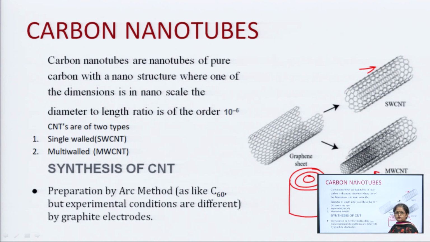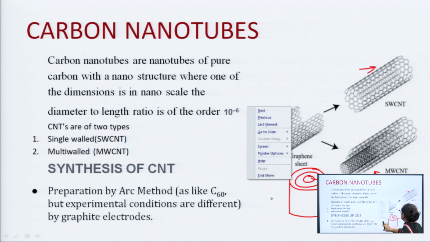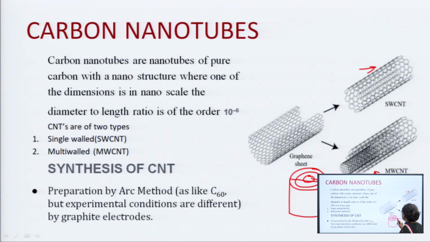Okay, so this is a multi-wall carbon nanotube. The inner diameter is about 4 nanometers. The length can vary, and the outer diameter can be about 20 nanometers. Okay, so this is how a multi-wall carbon nanotube would appear.